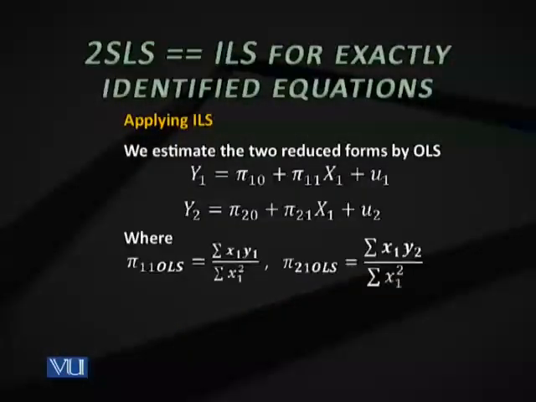Now let's see whether these values are identical to two-stage least square values or not. For that we need to know what is pi 1 1 and pi 2 1, and we can substitute that. So look at the two reduced form equations that we had just shown. You are seeing them again.